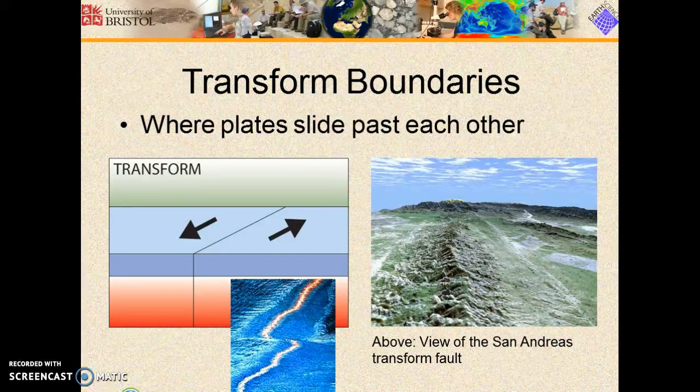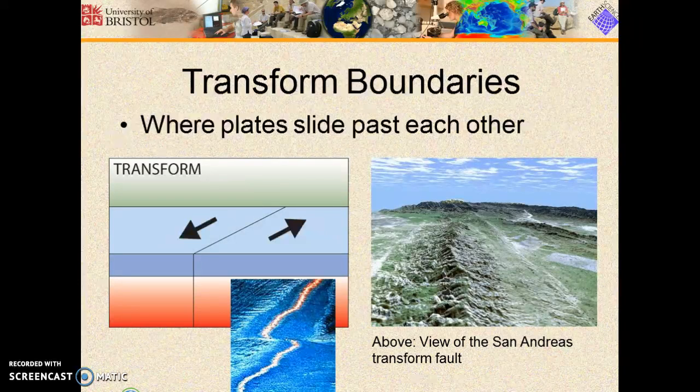And our last one we'll go over today is transform boundaries. At transform boundaries, the plates are sliding past each other, grinding and moving slowly past each other. As a result, we get earthquakes. California has a lot of earthquakes. They have a lot of plate movement and plate boundaries. One example is the San Andreas Fault, where those two plates are sliding past each other.